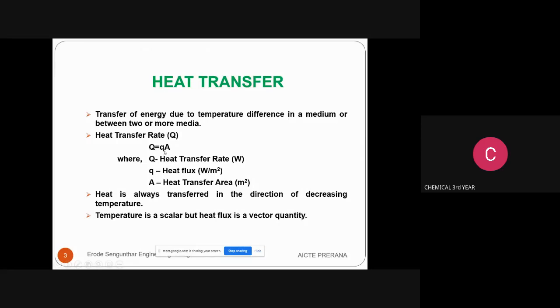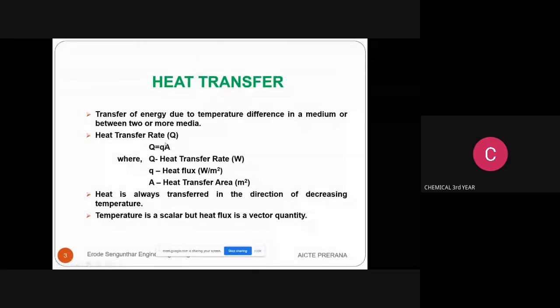So if we cancel this A, definitely we'll get the heat transfer rate only, right? So capital Q can be written as small q into A. Here the small q is nothing but your heat flux. This A is nothing but your heat transfer area.